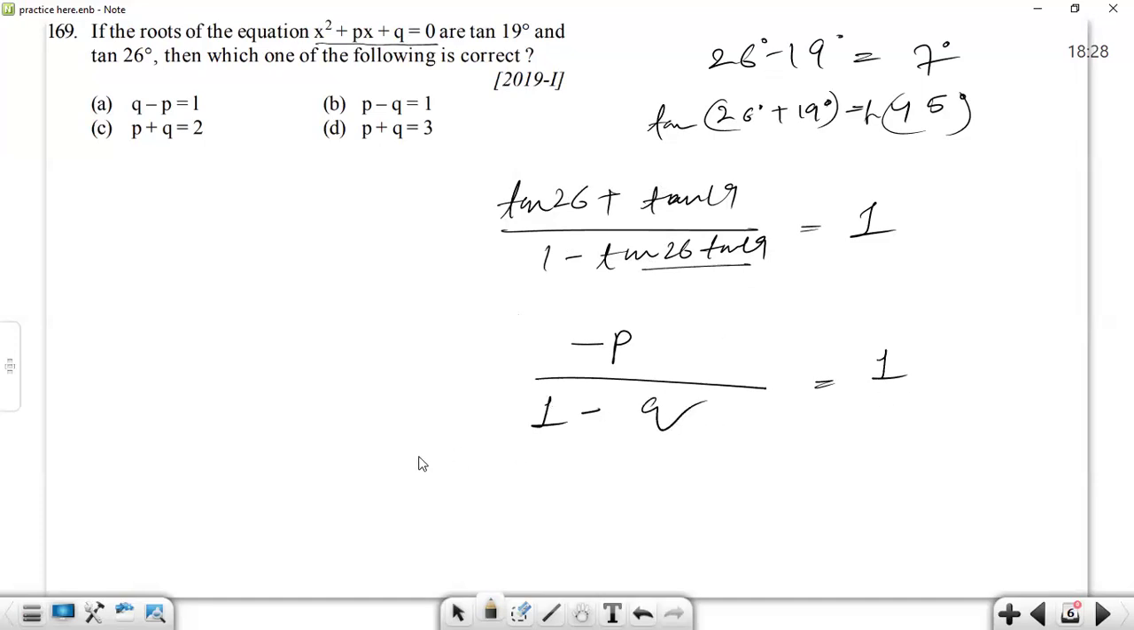So cross multiplying, minus p is equal to 1 minus q. And that will solve our question. So bringing q to the left hand side, q minus p is 1, which matches option number A. Clear? Any doubt? No doubt, sir.